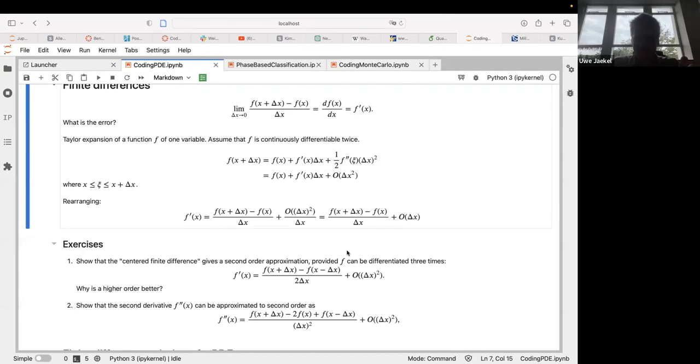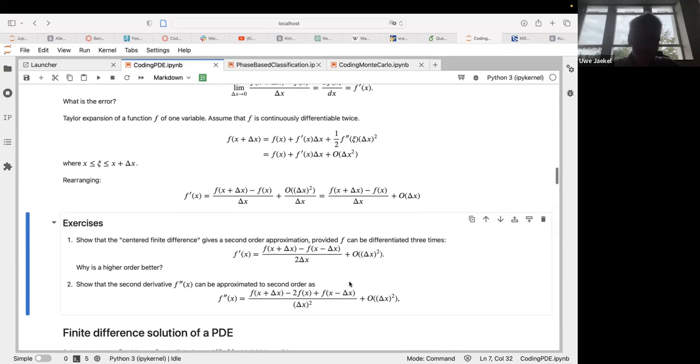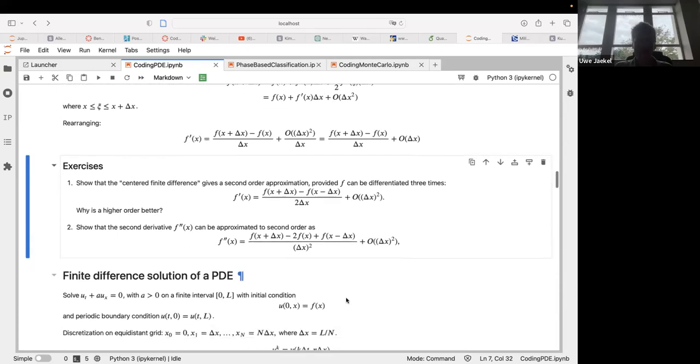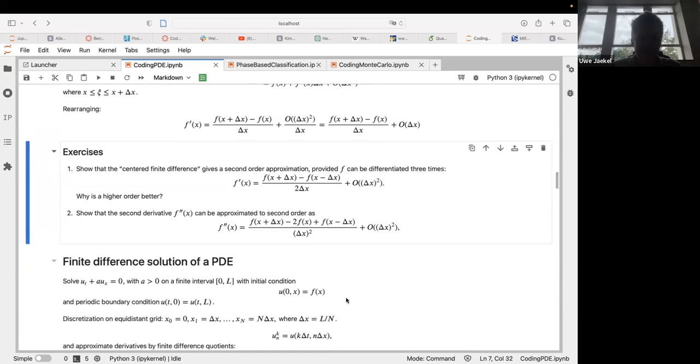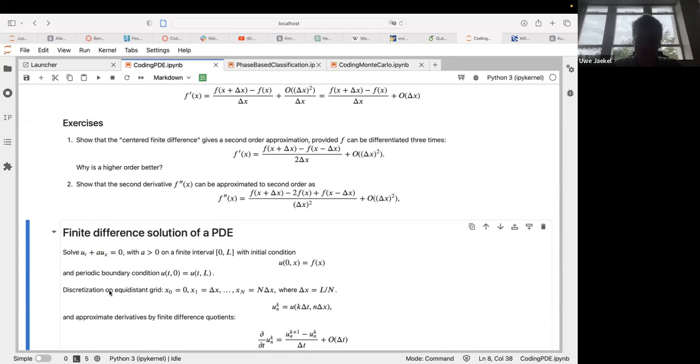I have an exercise that we will discuss in the tutorials. Now let's come to the finite difference solution of a PDE. Then we do the same trick. Now we introduce a regular grid. So now we want to solve that equation that we just have seen, the same equation that we have solved analytically.